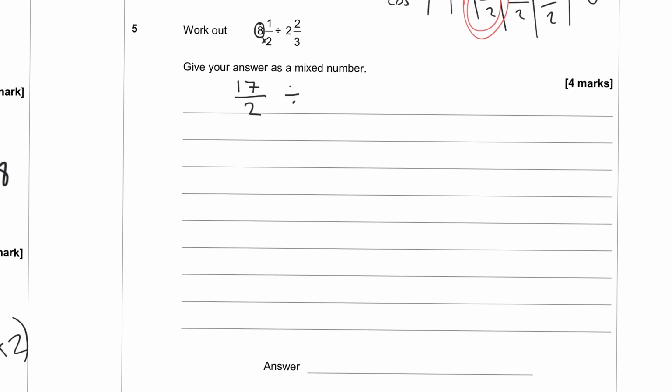And then we're just going to do the same for the second fraction. So 2 times 3, which is 6, plus the 2, which is 8. So then again, the denominator is not going to change. Then we've got, oh, sorry, not 8 over 2, 8 over 3.